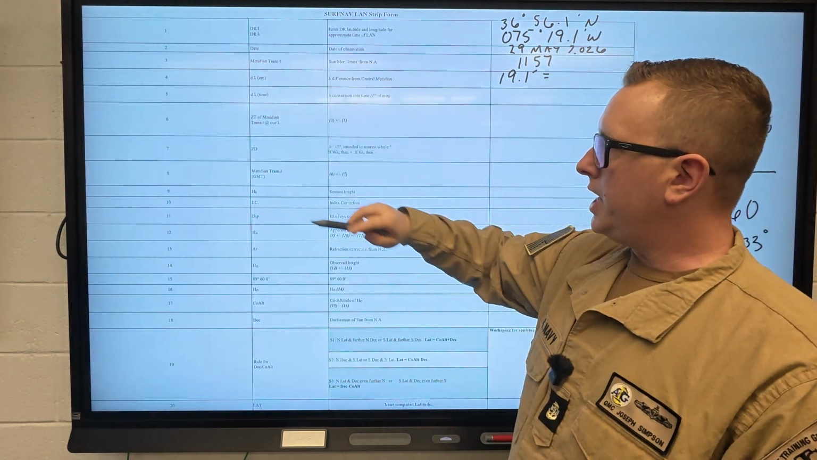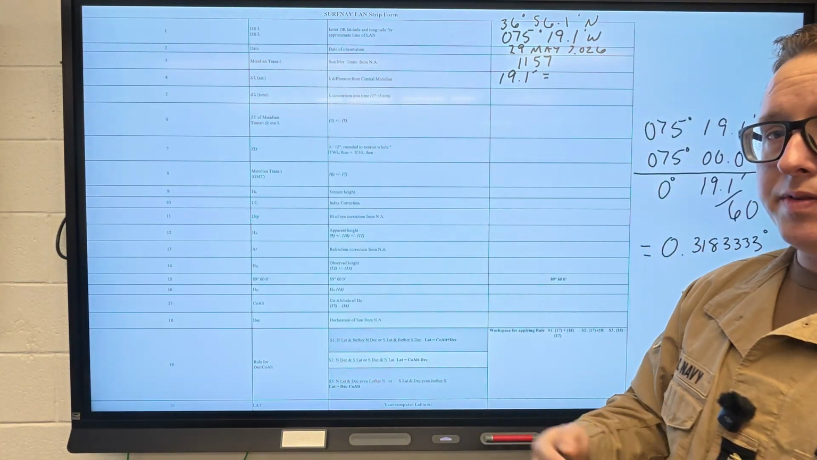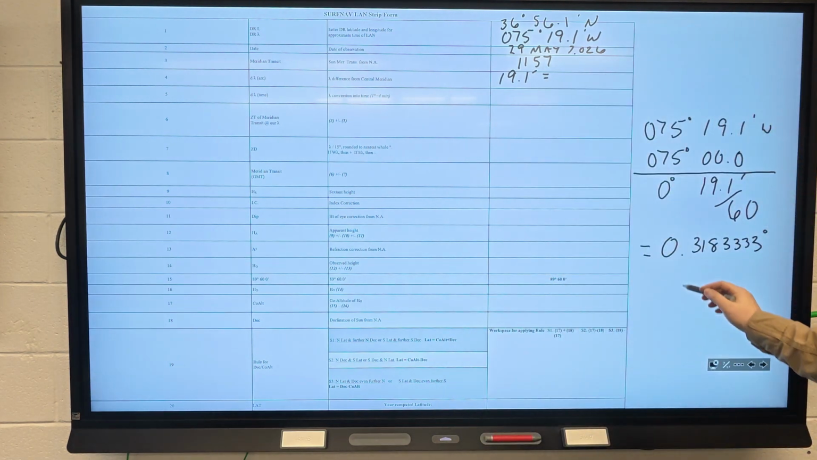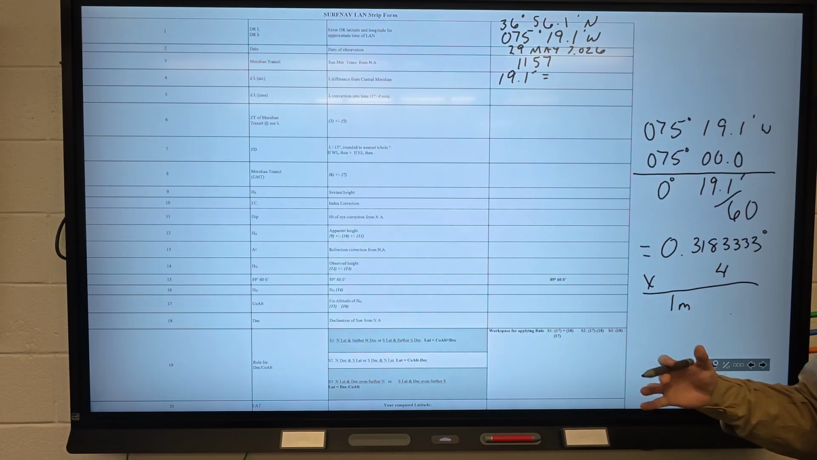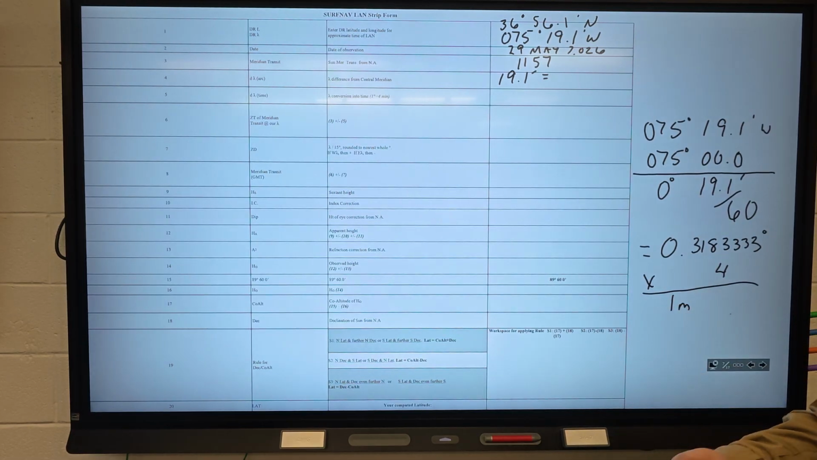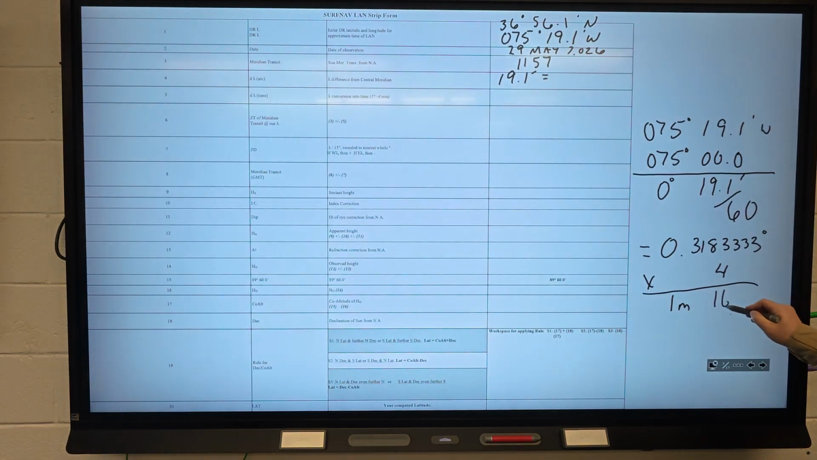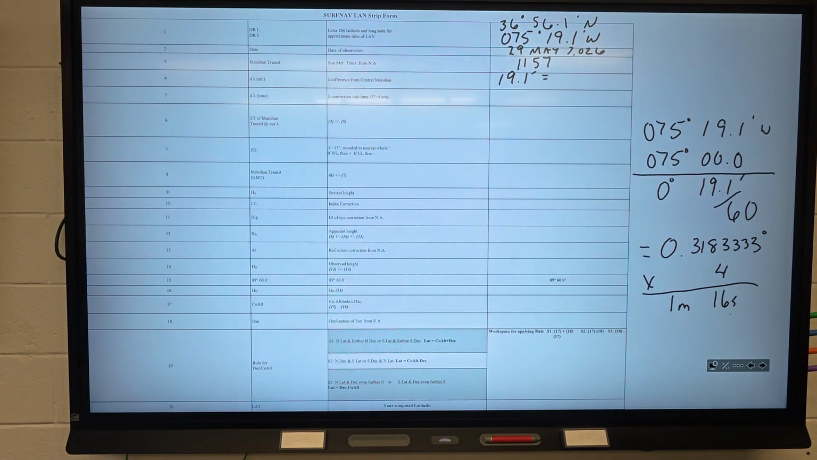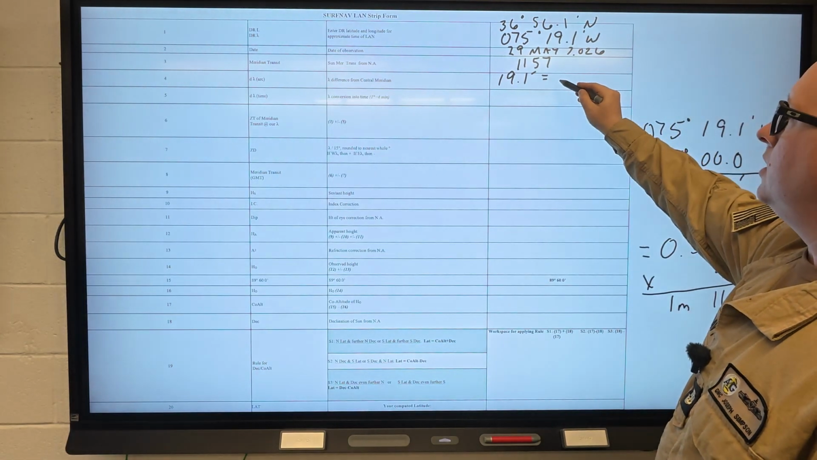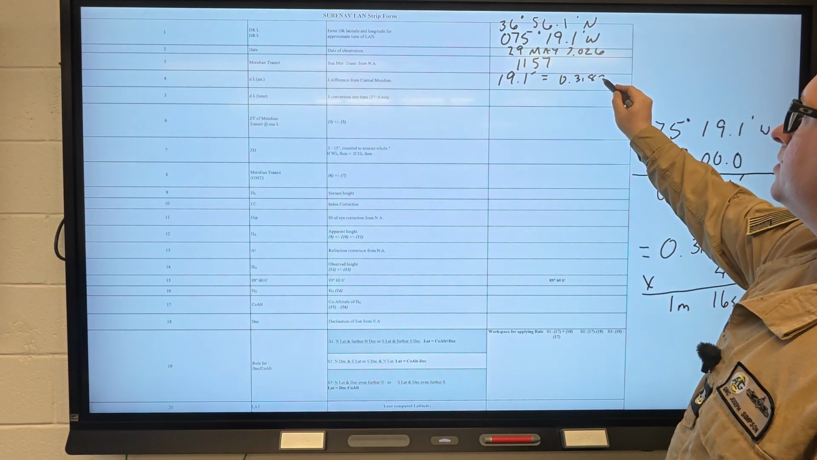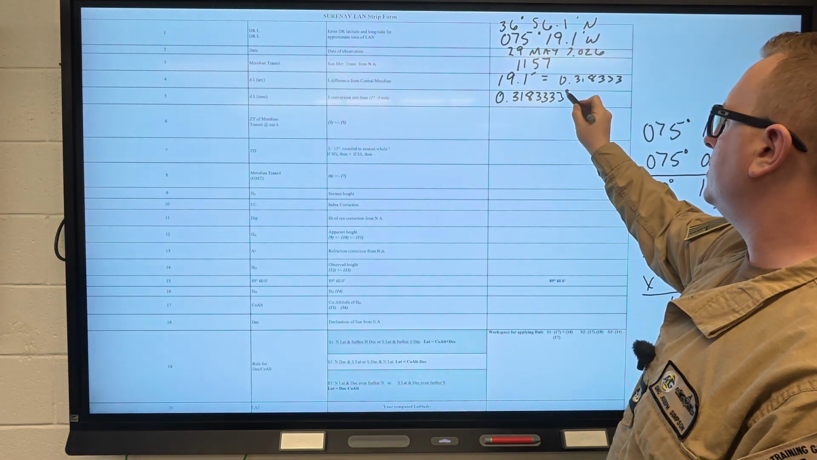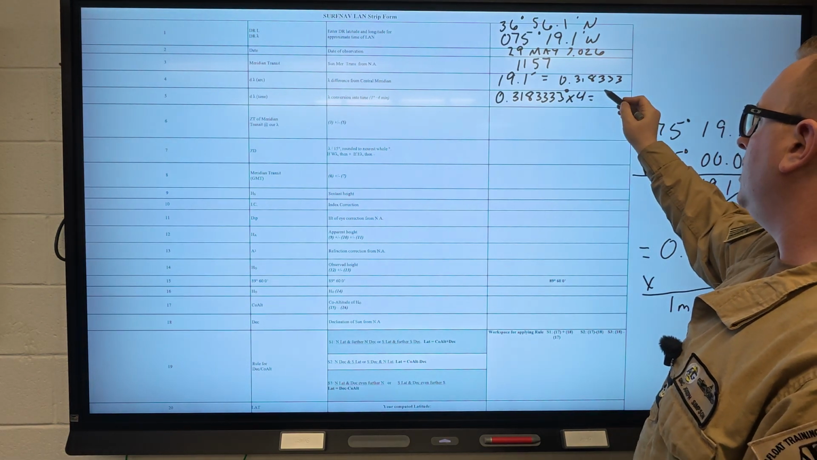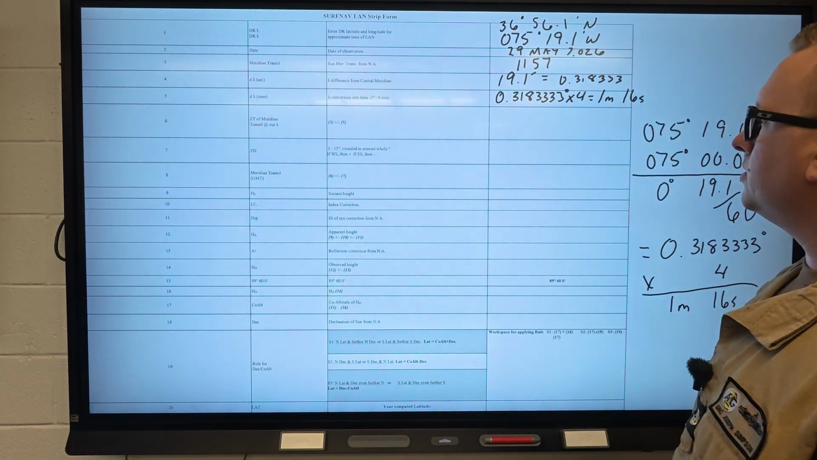Number 5, it wants that in time. So all you have to do is take your degrees. For every 1 degree equals 4 minutes. We're going to take this and multiply it by 4, and we end up getting 1 minute. It was 1.27, so minus 1, times the 0.27 by 60, you get 16 seconds. So 0.31833 degrees times 4 equals 1 minute, 16 seconds.